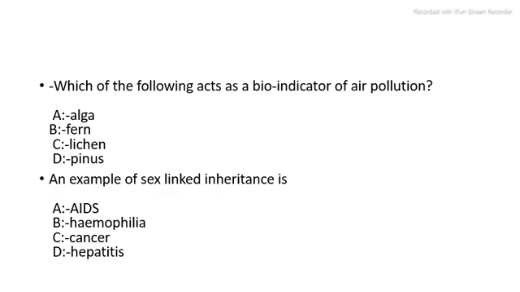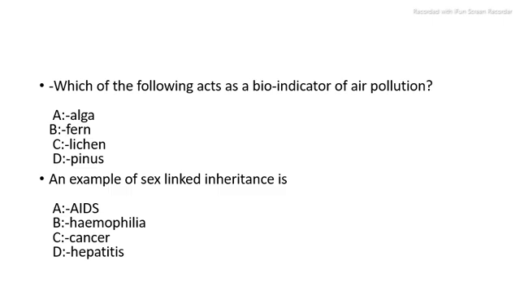Next question. Which of the following acts as a bioindicator of air pollution? Option A alga, option B fern, option C lichen, option D pinus. So this question is familiar to all of you. So the correct answer is option C, that is lichen, which acts as a bioindicator of air pollution.